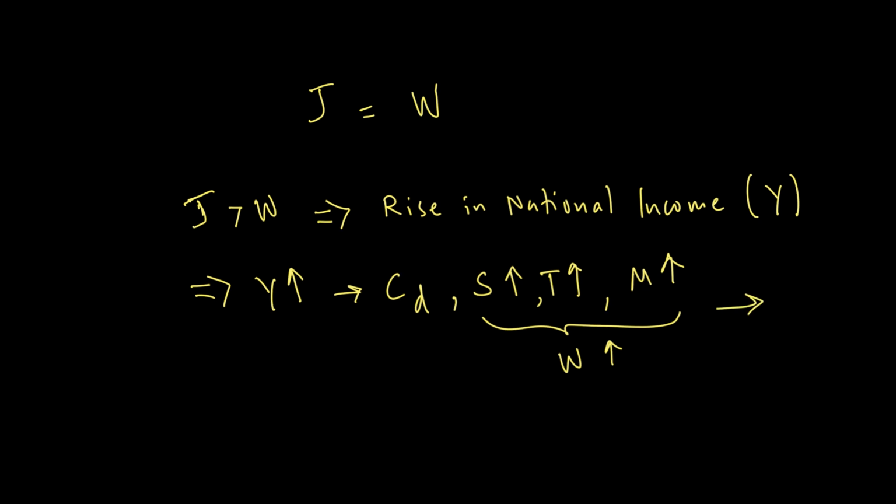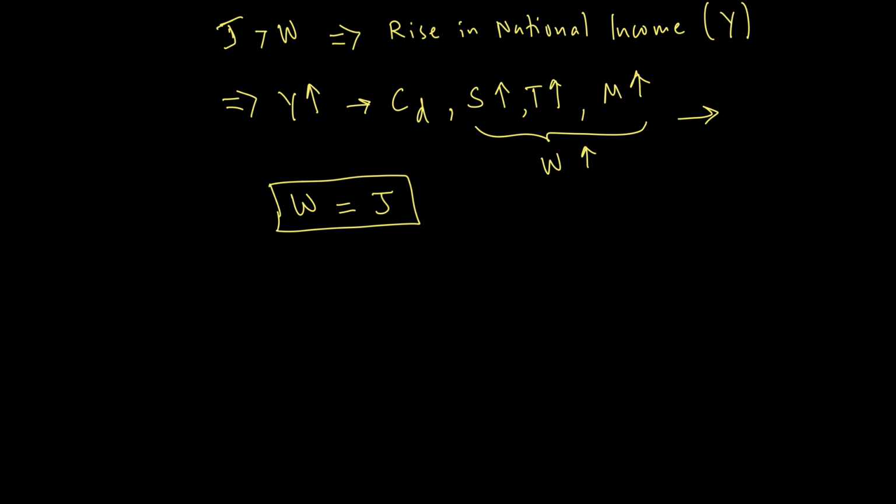And when the withdrawals go up in the economy, so higher income leading to higher withdrawals, this means that you will come to a point where this rise in withdrawal will continue to happen till the withdrawal becomes equal to injection. So we argue this: if injections are more than withdrawals, then the national income will rise, which will ultimately cause withdrawals to rise. But this rise in withdrawal will keep on happening till W becomes equal to J, or the economy reaches an equilibrium.